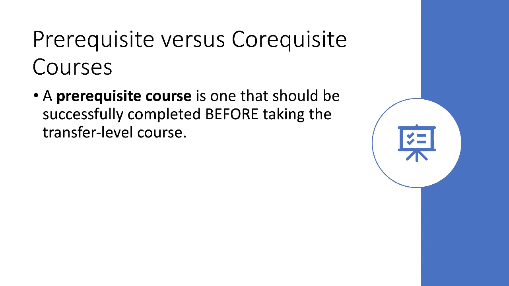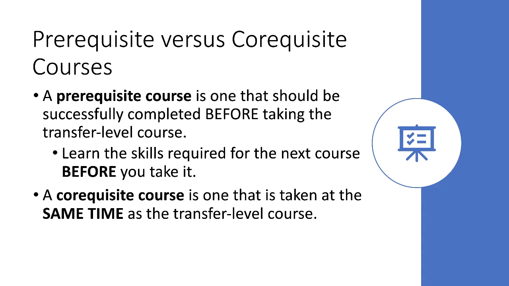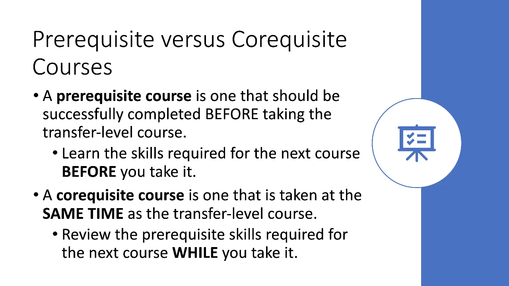A prerequisite course is one that should be successfully completed before taking the transfer level course. In a prerequisite course, you will learn the skills required for the next course before you take it. A corequisite course is one that is taken at the same time as a transfer level course. In a corequisite course, you will review the prerequisite skills required for the next course while you take it. Let's look at some examples of both prerequisite and corequisite models.